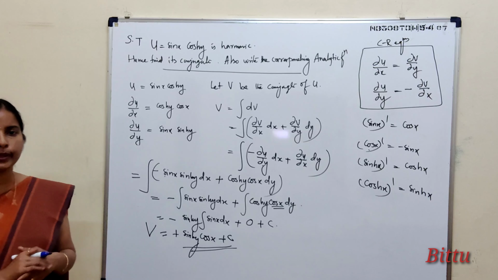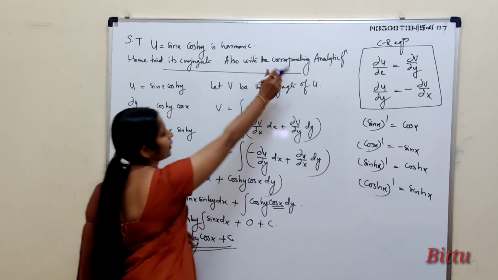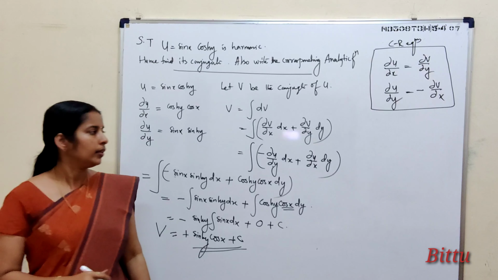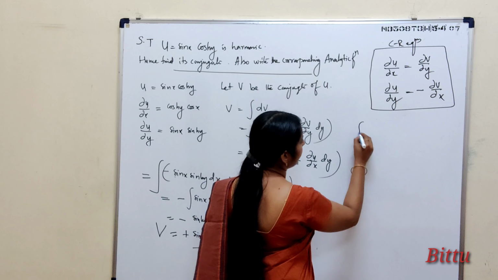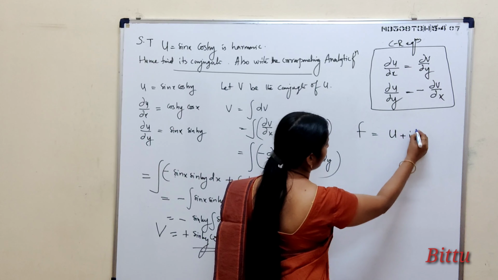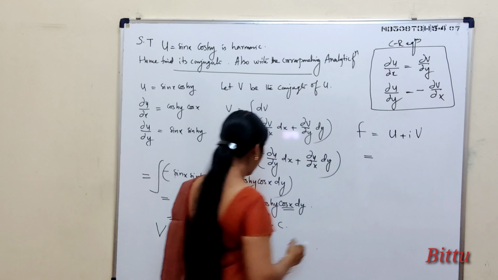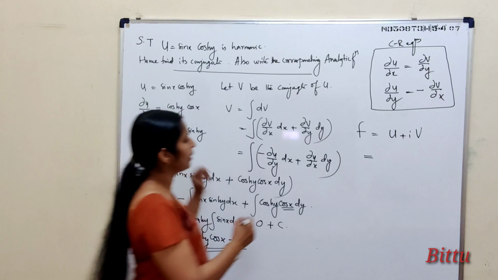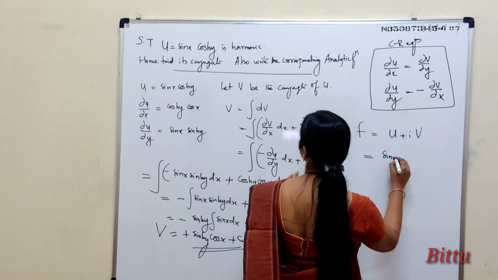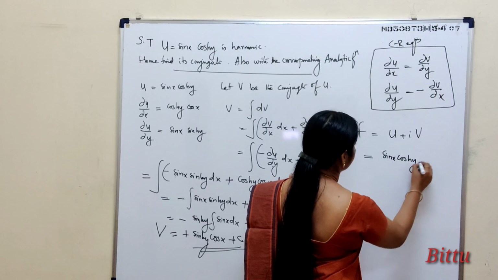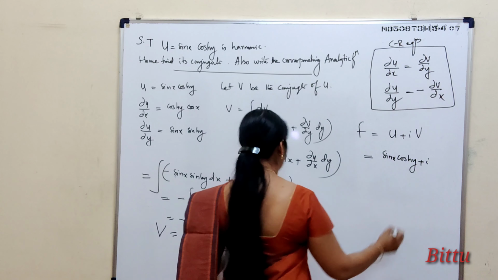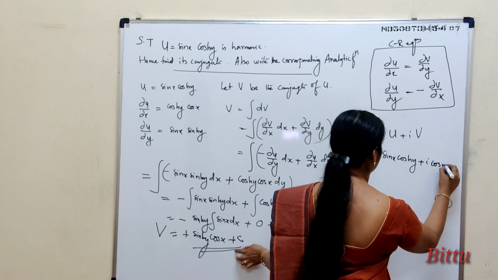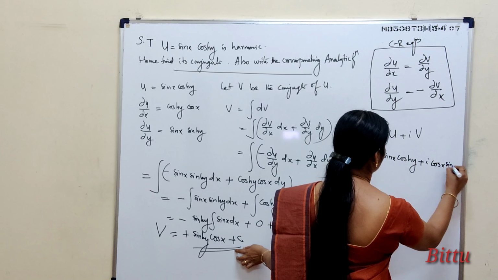Next, the third part of the question is also write the corresponding analytic function. See, what is our analytic function? It is f equal to u plus iv. Now we know u and v. What is u? U is given in the question. It is sin x cos hy plus i times cos x sin hy plus c. See, this is the required analytic function.